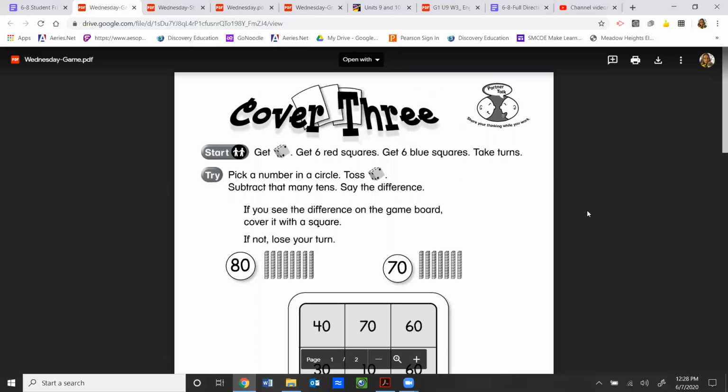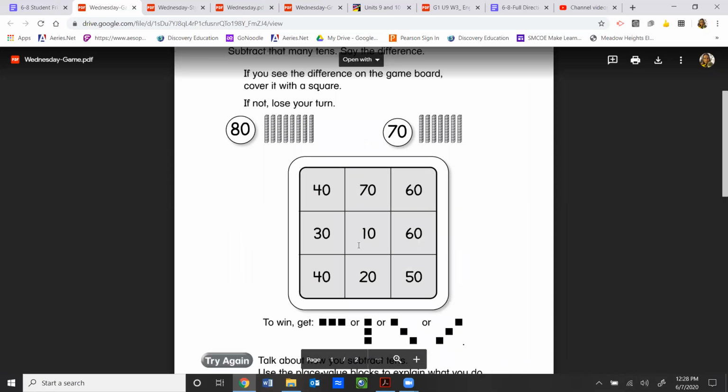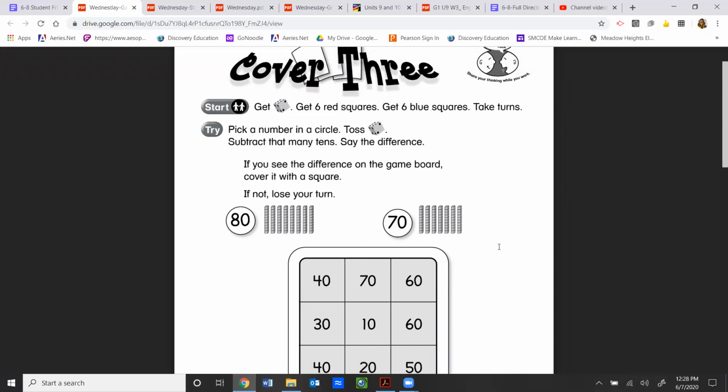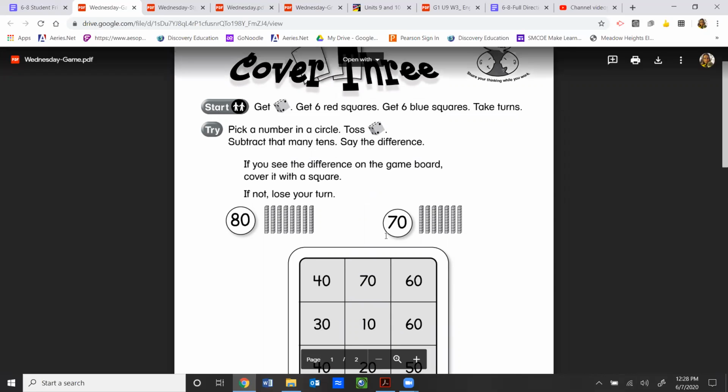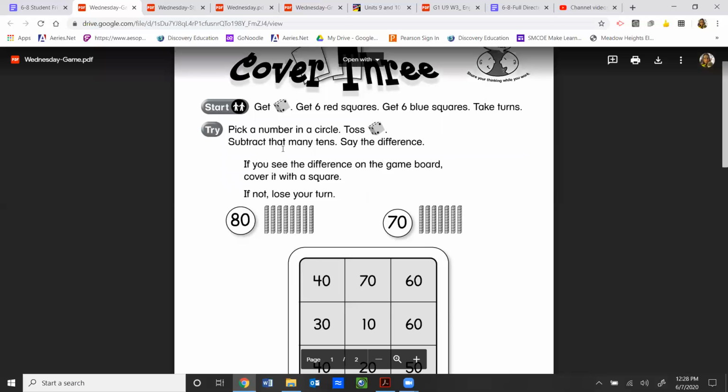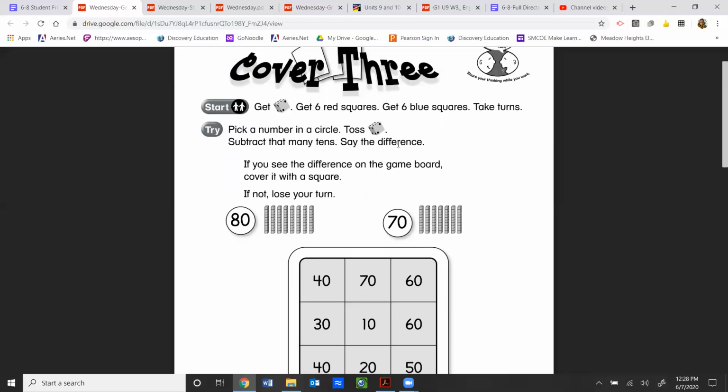Okay, so try to see if you can find a dice in your house. If you have Monopoly or any other kind of board games, you probably have a dice laying around somewhere. And then it says you get 6 red squares, 6 blue squares. You just need something that can be your game marker if you print this out. If you don't print this out, then you can just try to keep track of what numbers you are covering up. It says pick a number in the circle. So 80 and 70 are both the circle numbers. You're going to toss your dice. It says subtract that many 10s and then say the difference.